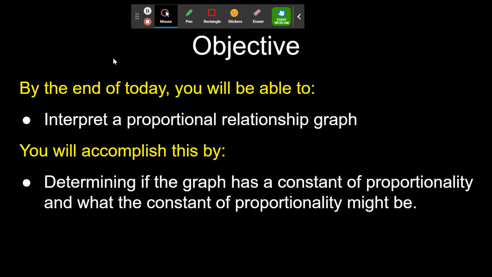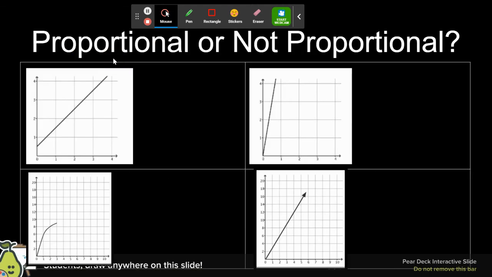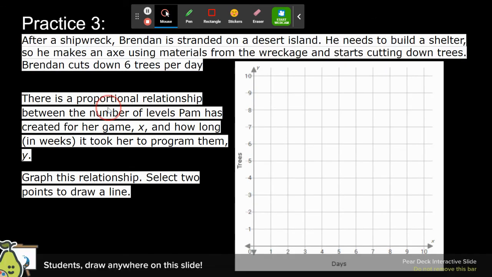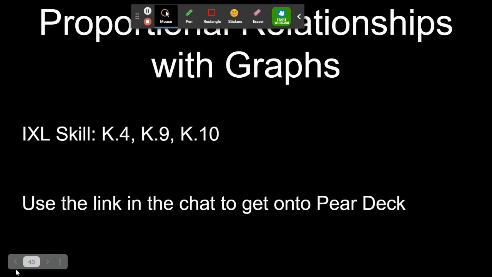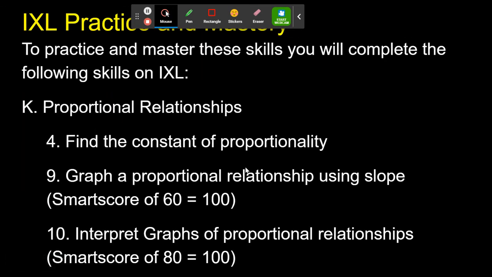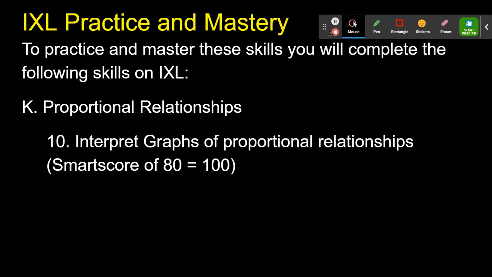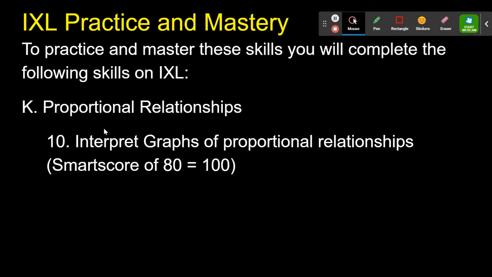All right. I never made a slide to show what you're working on. Well, it's up here somewhere. All right, there it is. Like magic, I made it appear. So you're working on K10. You only need a SMART score of 80 to get 100%. Go ahead and try that out.